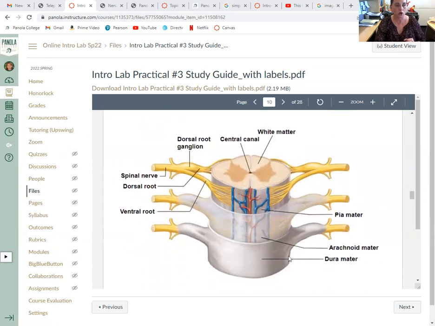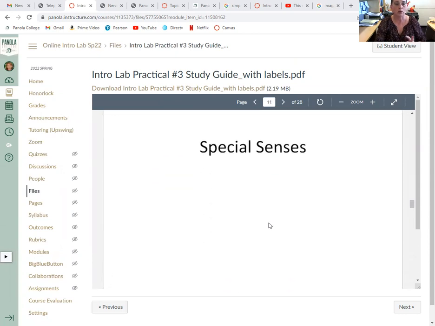Okay, we covered all of the spinal cord, both from this picture and from the models that I showed you. We're going to end this recording and we'll pick up on part 2.